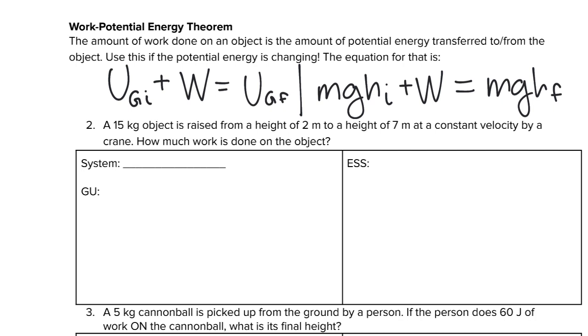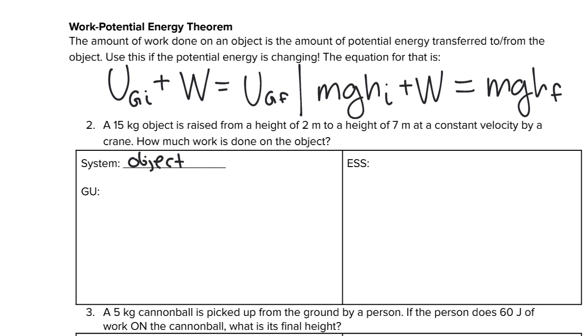This one, number 2, says a 15 kilogram object is raised from a height of 2 meters to a height of 7 meters at a constant velocity by a crane. How much work is done on the object? So here we have a crane and an object. The system we want to be the object because that's the thing that's actually having the energy change applied to it. And that's the thing we know the energy or the information about. The crane is the thing doing the work to this particular object.